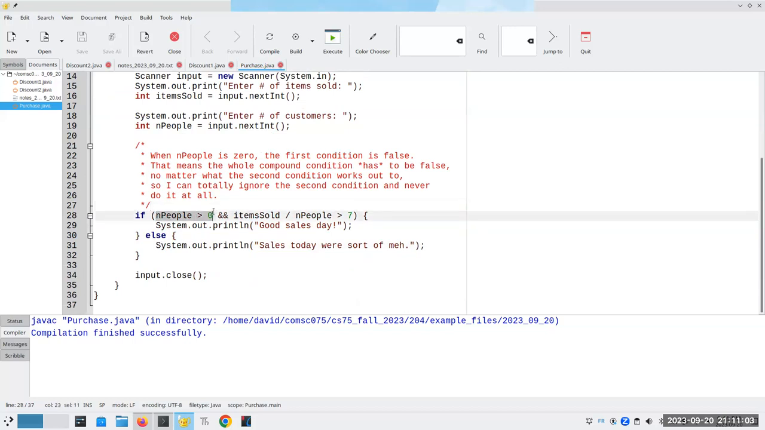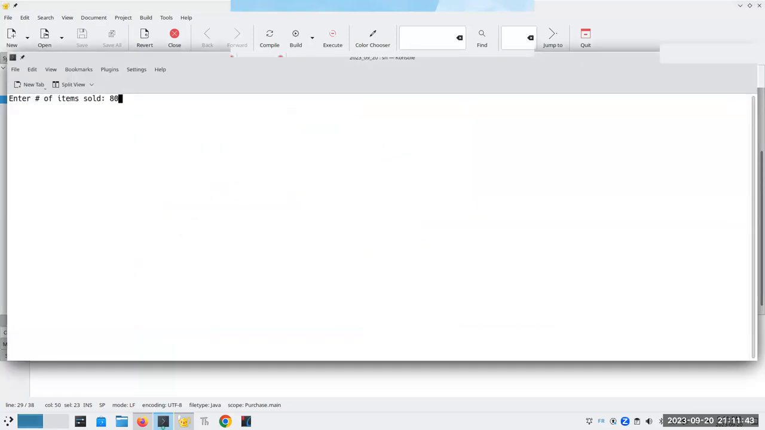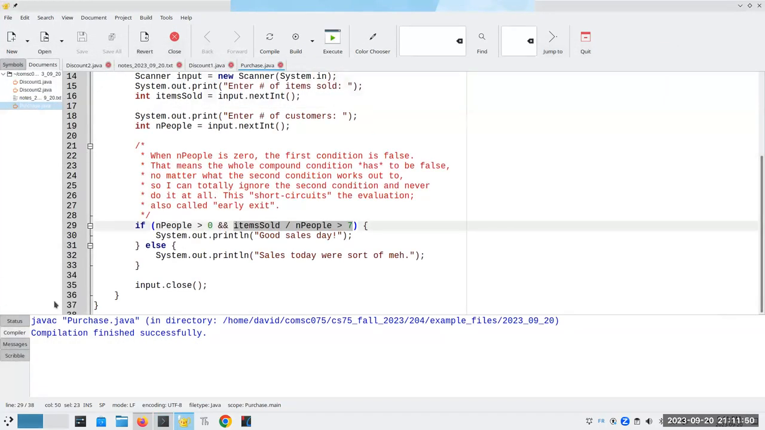Zero is not greater than zero. Java will never even look at that. This short circuits the evaluation. It's also called early exit. I think I've seen it referred to that way. Now, if the number of people is seven, then that's true, which means I now have to do this division to figure out whether my result will be true or false. And in fact, again, let's say I have 80 items sold and seven customers. It's a good sales day. So this is early exit.